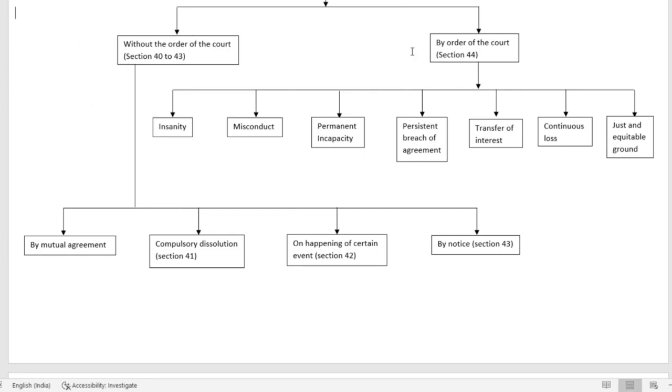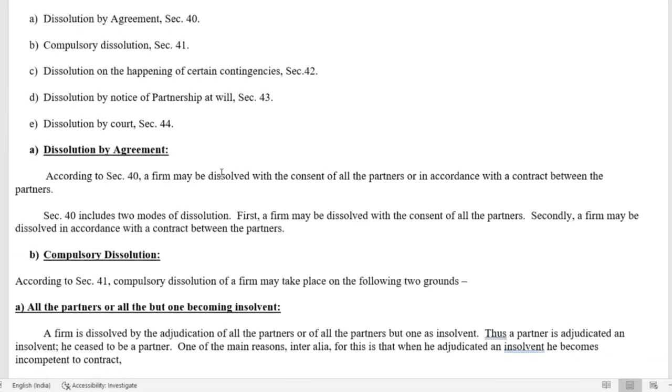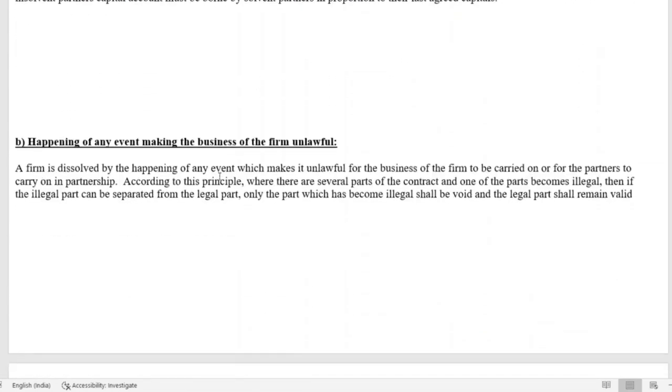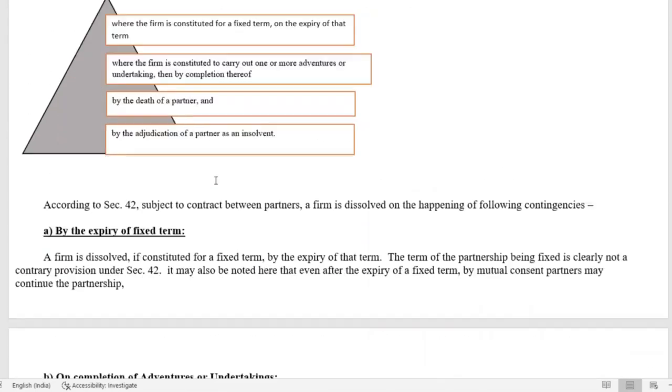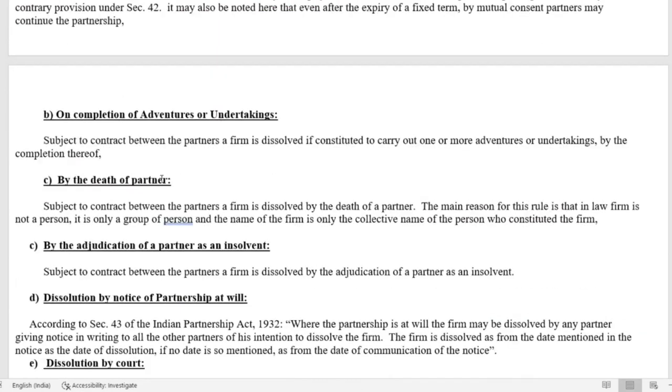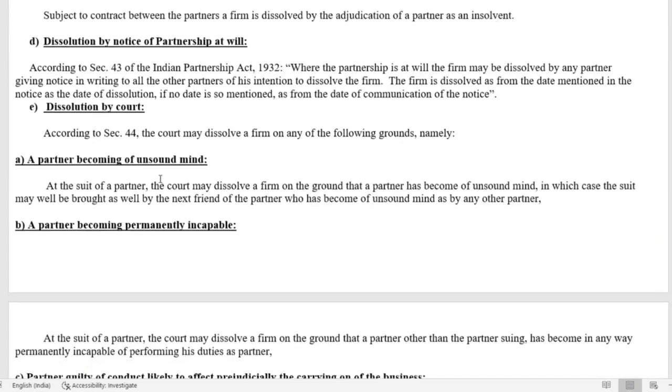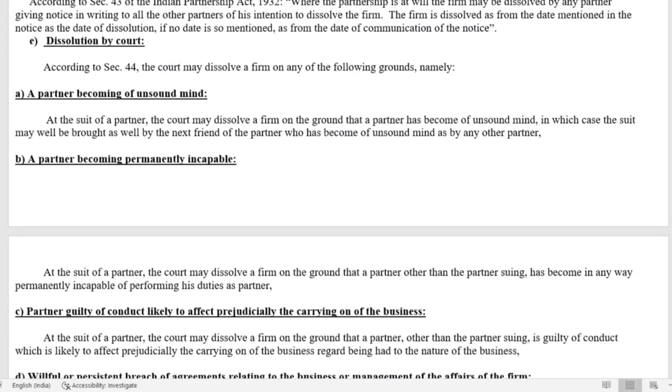Let us go to dissolution by order of the court. Here, under order of the court, there are seven instances: insanity, misconduct, permanent incapacity, persistent breach of agreement, transfer of interest, continuous loss, and just and equitable ground. So by order of the court, we can discuss the circumstances under which the court may order the dissolution of the partnership firm.